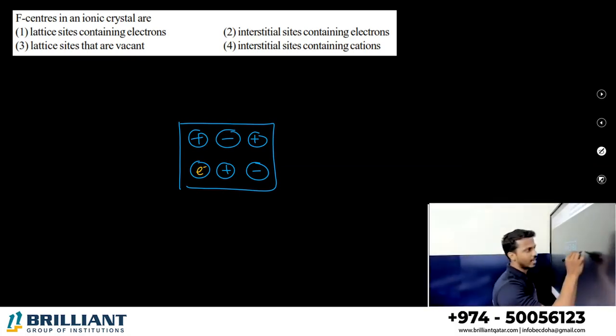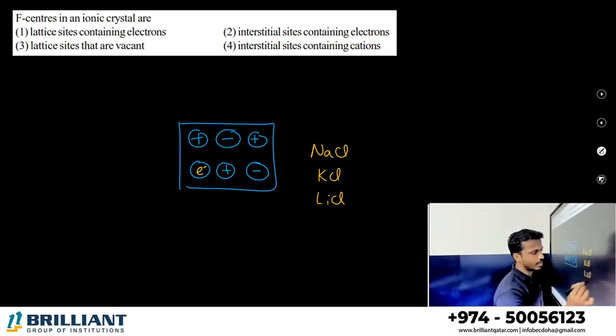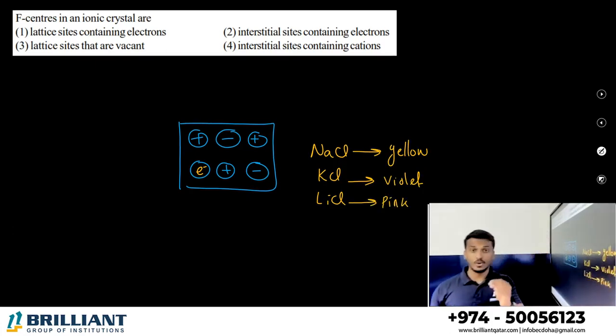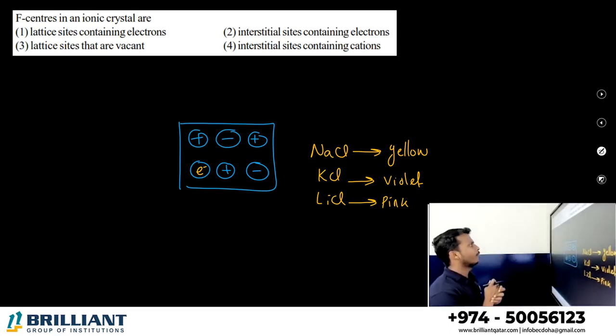We studied sodium chloride, potassium chloride, lithium chloride crystals, why they are colored. Sodium chloride, what is the color, dear all? It has a yellow color. KCl has a violet color. Lithium chloride has a pink color. Why are the crystals colored? Due to the presence of F centers or color centers. Correct. The anion. So F centers in an ionic crystal are what we can say lattice sites containing electron.